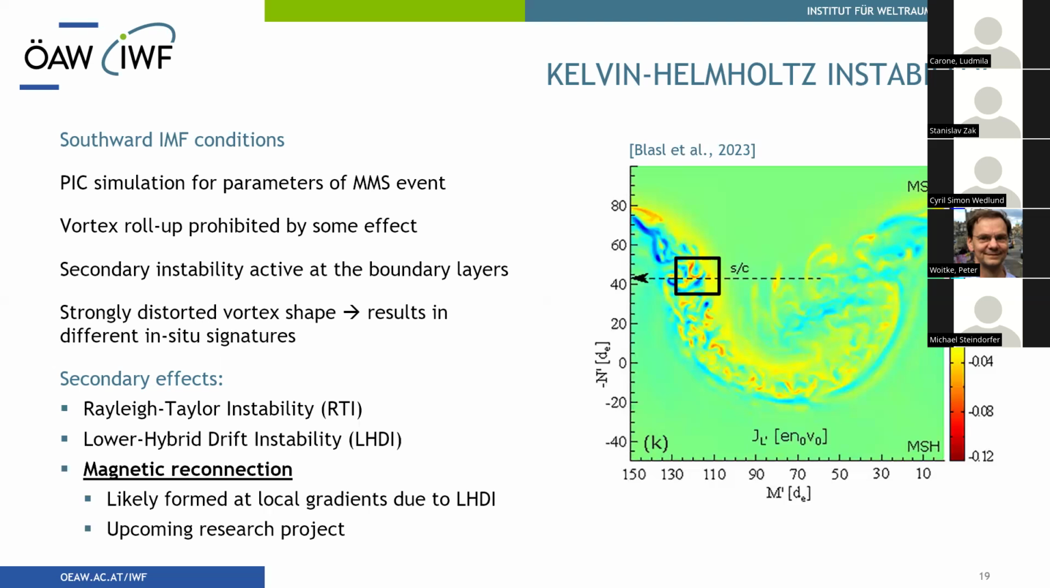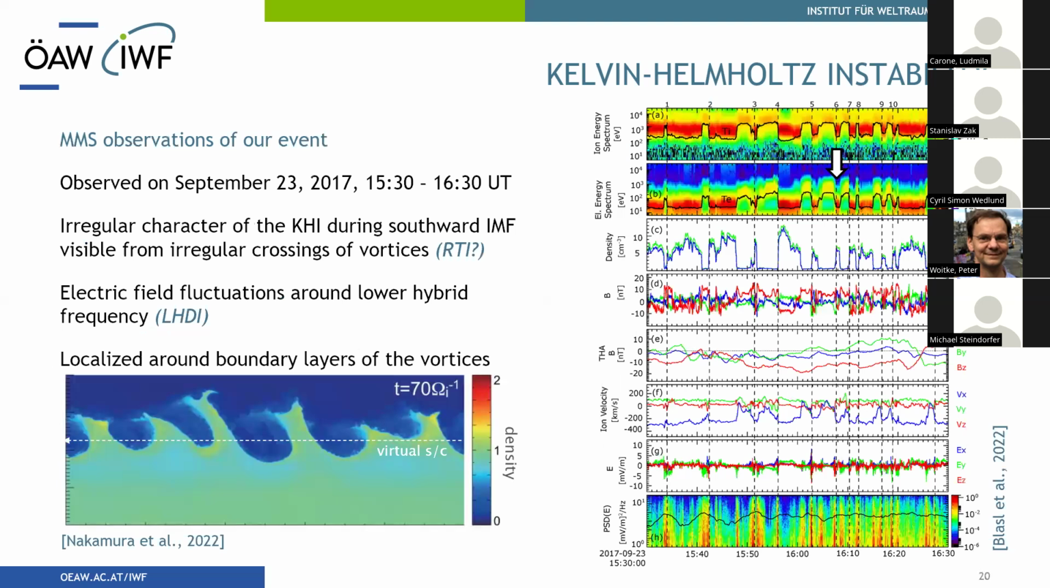So what we have now is a very large scale Kelvin-Helmholtz vortex, where the Rayleigh-Taylor instability acts at the fluid scales. Then we have the lower hybrid drift instability acting at the ion to electron scales, and then we found magnetic reconnection at the electron scales. So this very multi-scale character of the KHI can now also be seen in spacecraft data.